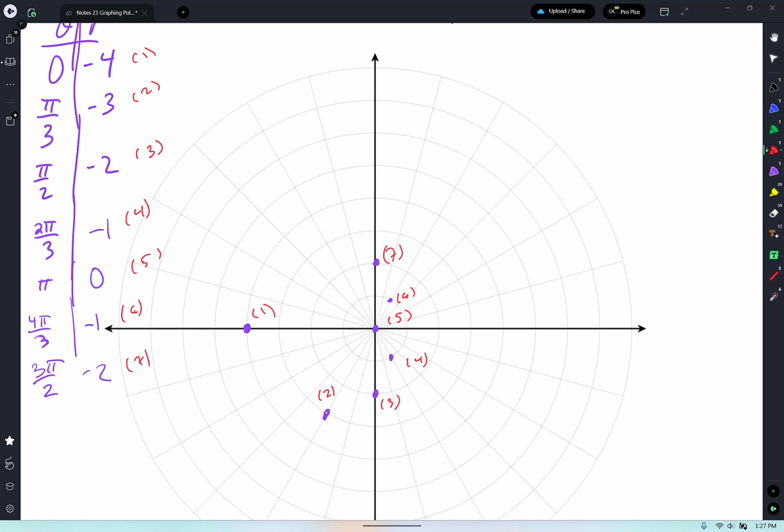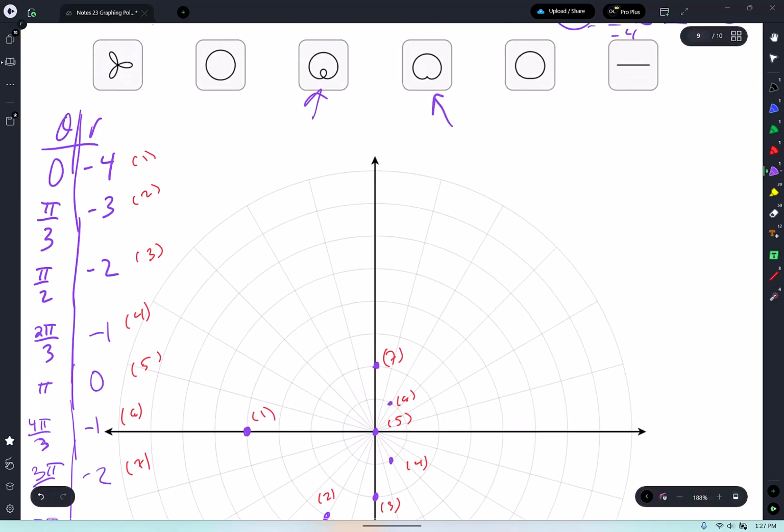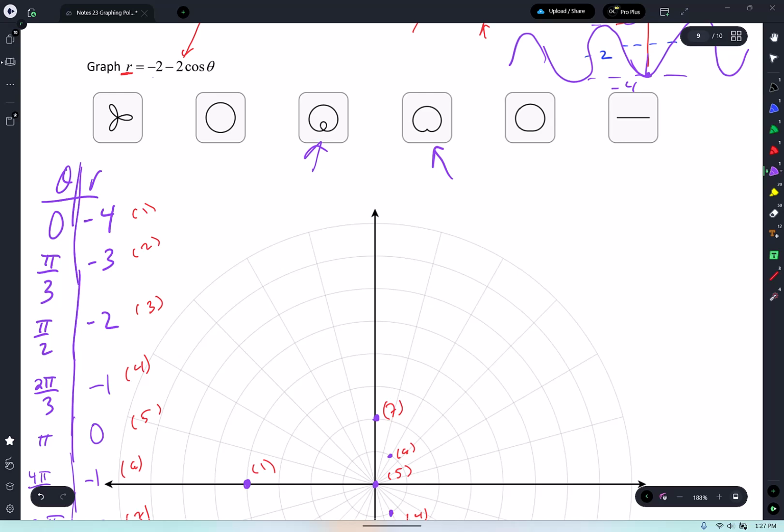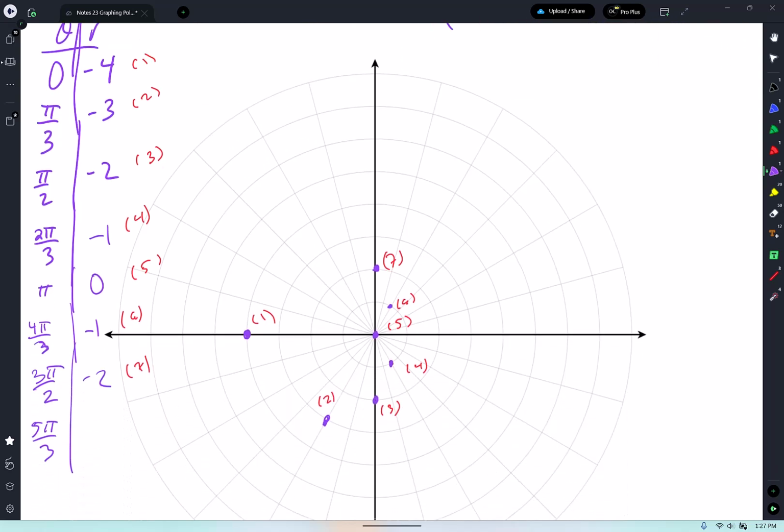I'm going to choose 5 pi over 3. Cosine of 5 pi over 3 is a half. Half of 2 is 1, but I'm going to have -1. -2 minus 1 is -3. So 5 pi over 3, -3. So go backwards. I'm in quadrant 2. Boom, boom. 1, 2, 3. Point. Okay, are you shocked that it looks symmetric about the x-axis?